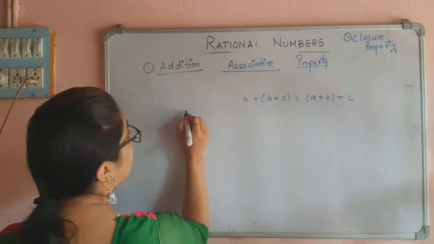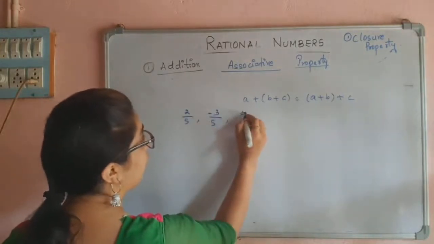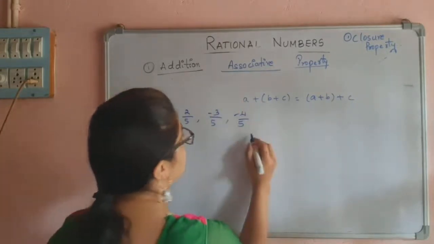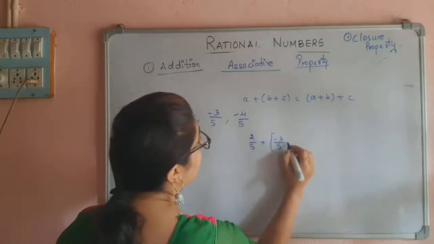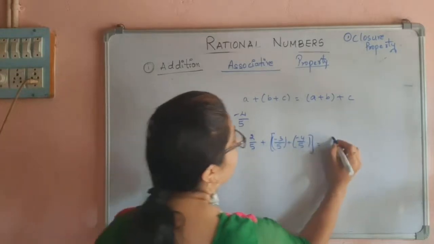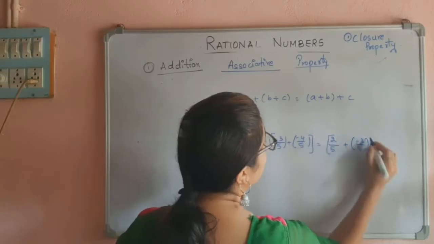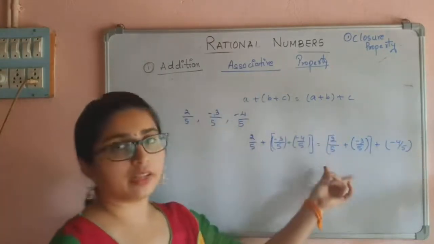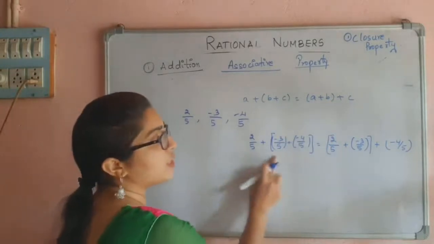So let me take 2 by 5, minus 3 by 5, and minus 4 by 5. Now let us add this. (2/5 + (-3/5)) + (-4/5) should be equal to 2/5 + ((-3/5) + (-4/5)). I am writing it as it is, taking the brackets also as they are. Now I will solve this bracket.